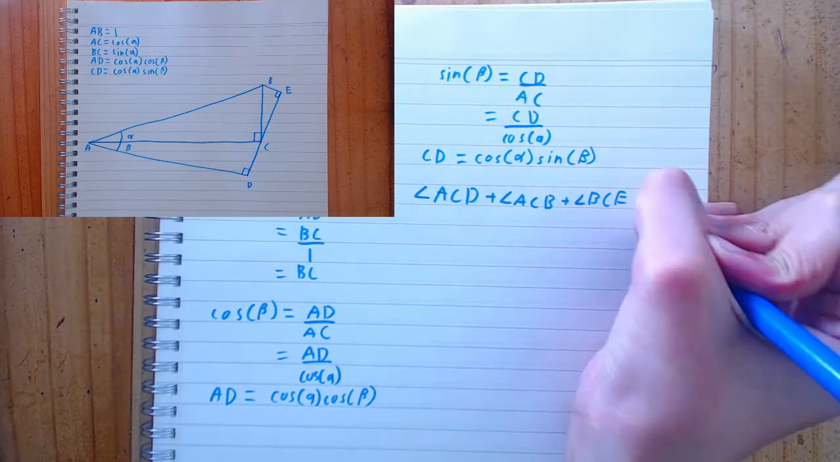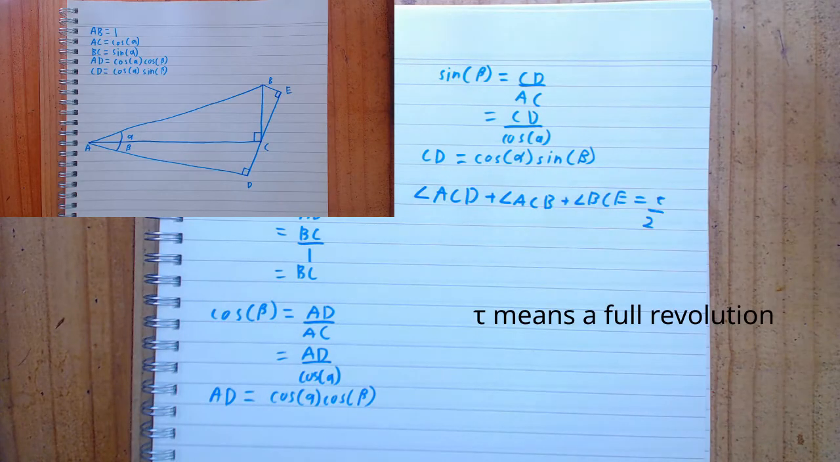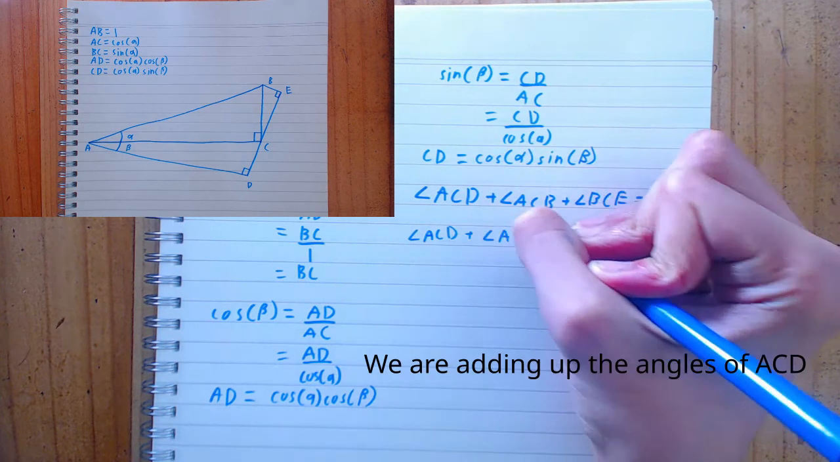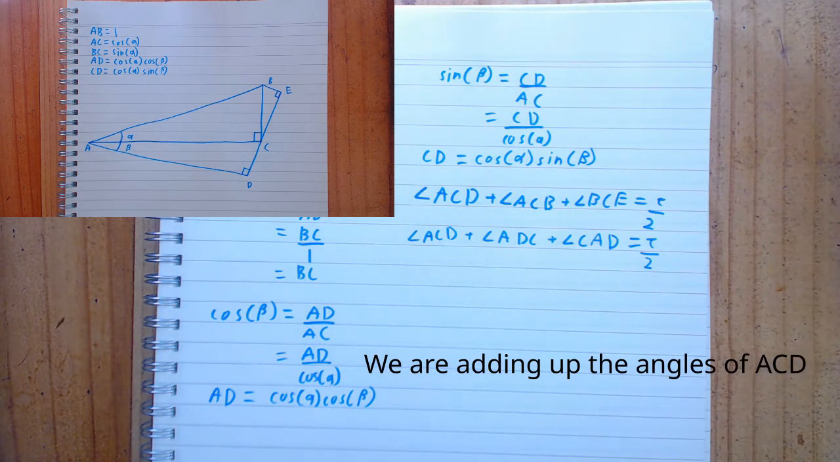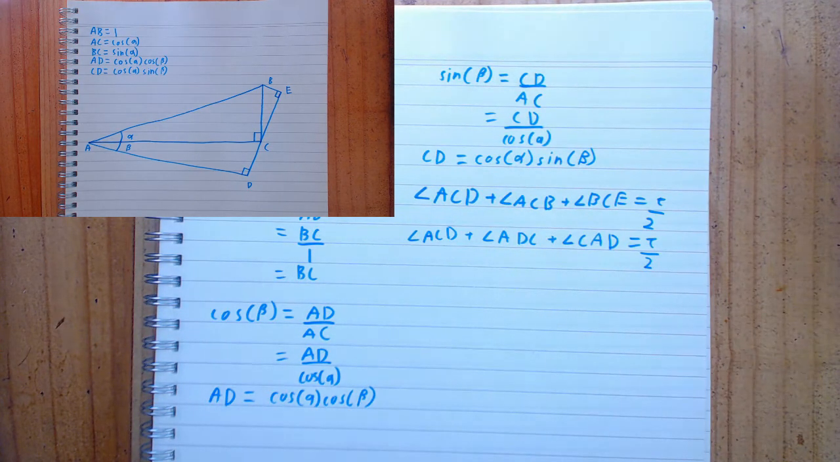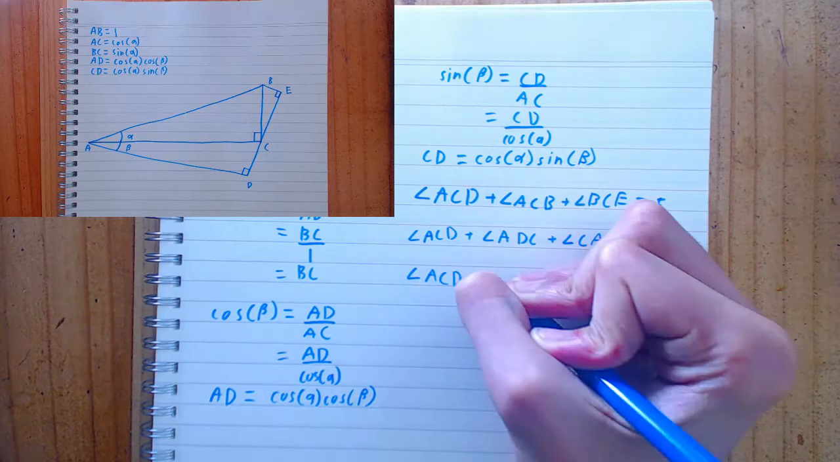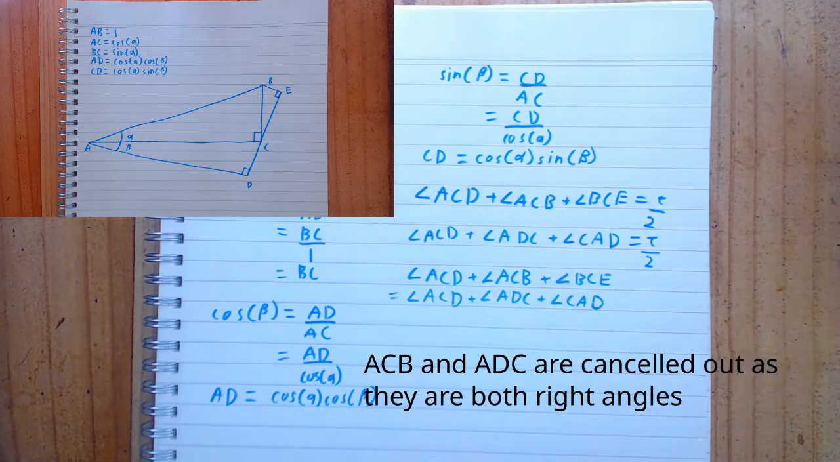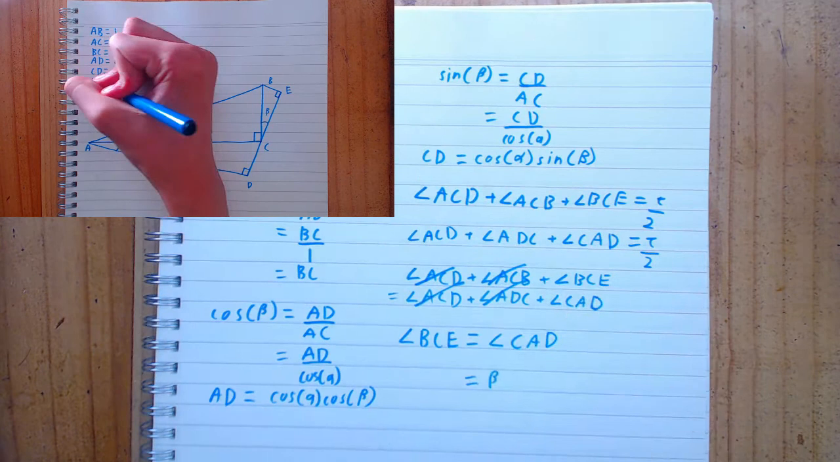The sum of ACD plus ACB plus BCE is half a revolution, but summing up the angles in a triangle also adds up to half a revolution. Because both equal half a revolution, we can equate the two, and cancelling some terms out, we end up getting BCE equals beta.